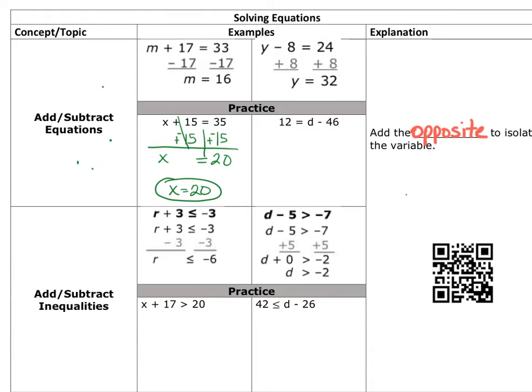So here are the notes from earlier in this module of solving equations. Here's an example of me solving one. Again, I'm going to isolate the variable by creating zero pairs, getting rid of the 46, and then I'm left with D equals 58. Inequalities will be solved the same way. I'm going to add negative 17 to both sides. Isolate my variable, bringing down my inequality symbol, and I'm left with X is greater than 3.